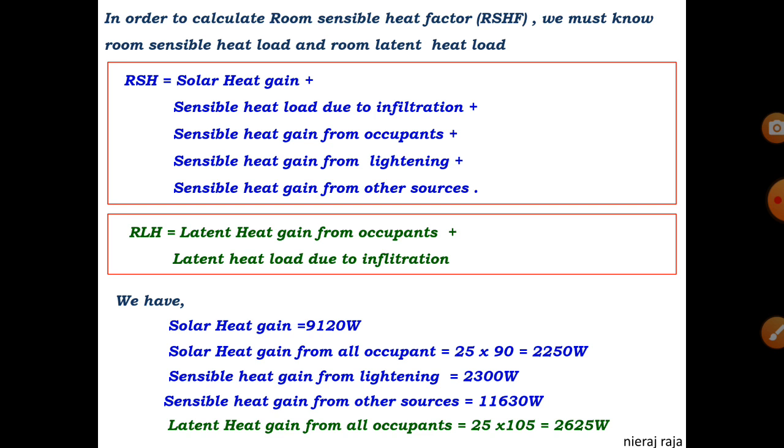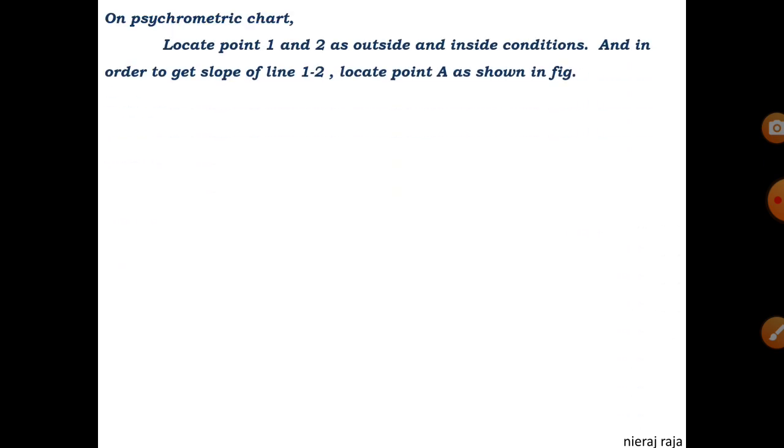Now, in terms of RSH and RLH, we have all the parameters except the sensible heat gain due to infiltration and the latent heat gain due to infiltration. Everything is available except the heat gain from the infiltration air, neither sensible nor latent. So the first thing is to calculate the heat gain due to infiltration. Only after that can you calculate RSH and RLH. For that we will have to locate point number 1 and point number 2 on the psychrometric chart as the outdoor and indoor conditions, and you will represent their slope by a point A, as you did in the previous problem.